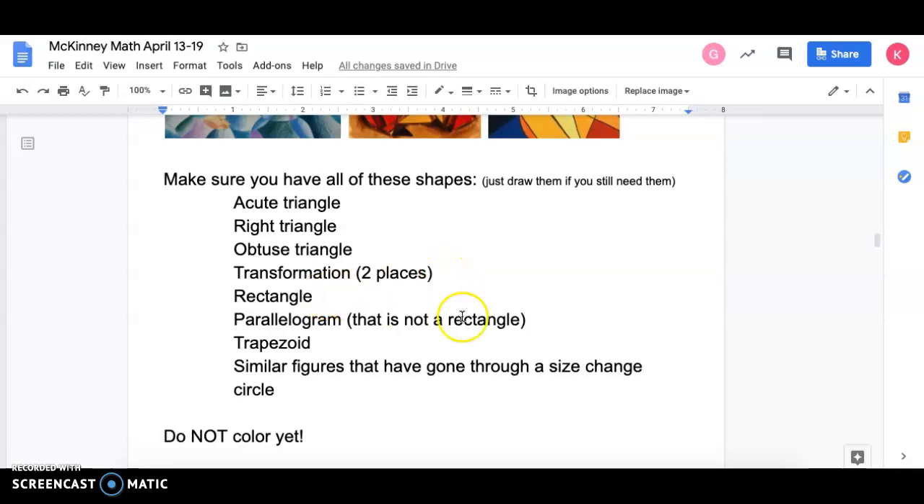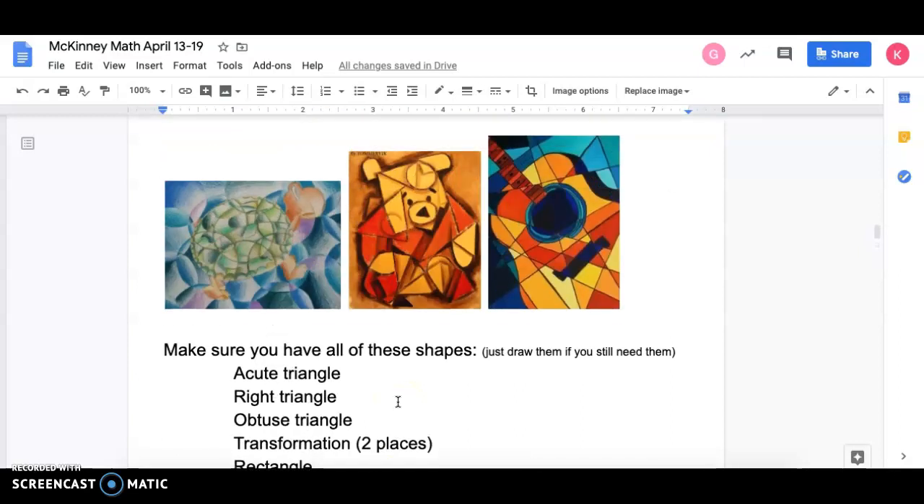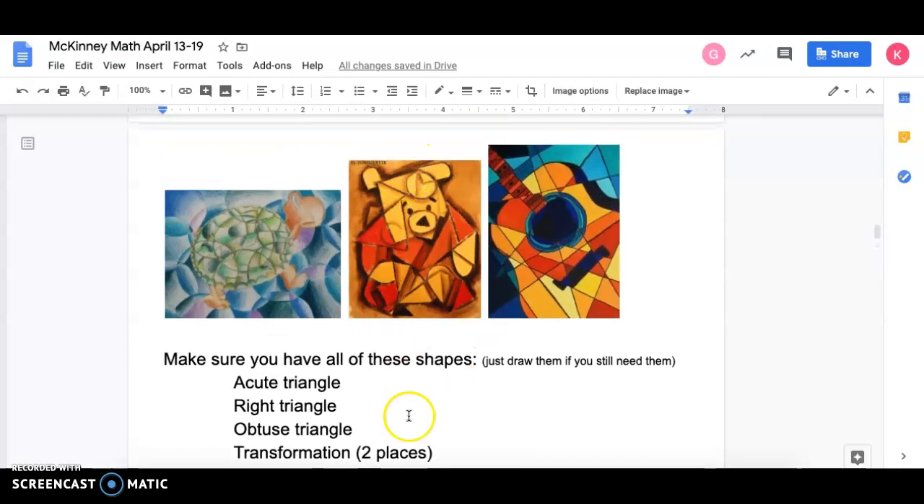You need a rectangle. You need a parallelogram that's not a rectangle. You need a trapezoid. You need similar figures that have gone through a size change. If you don't know what that is, then you are welcome to Google it. And then a circle. Once again, we're not coloring it. So you can add shapes to the picture.